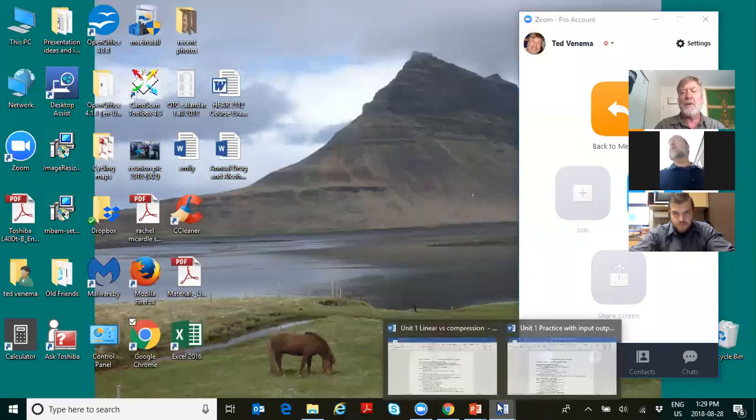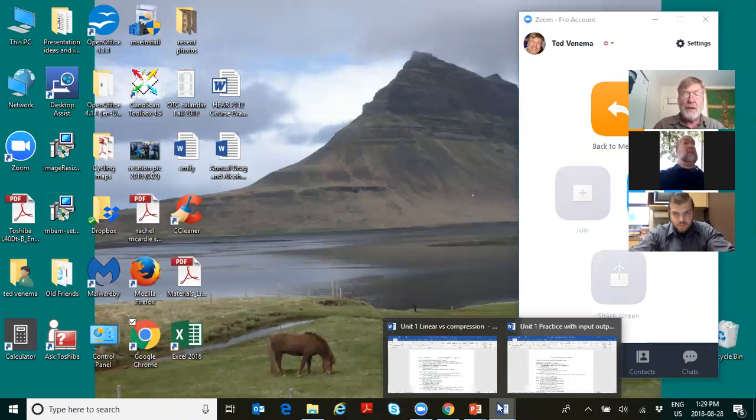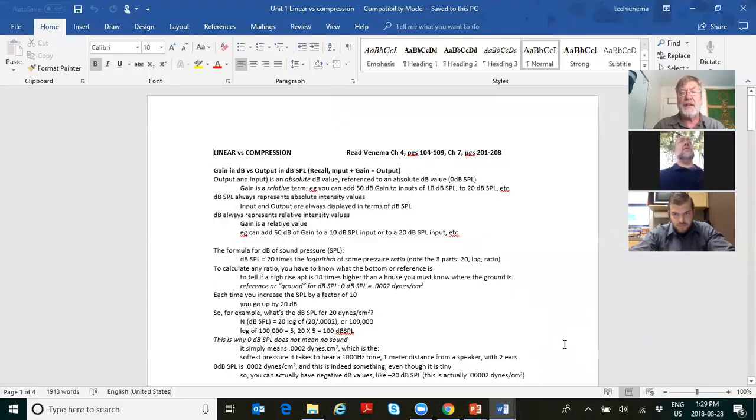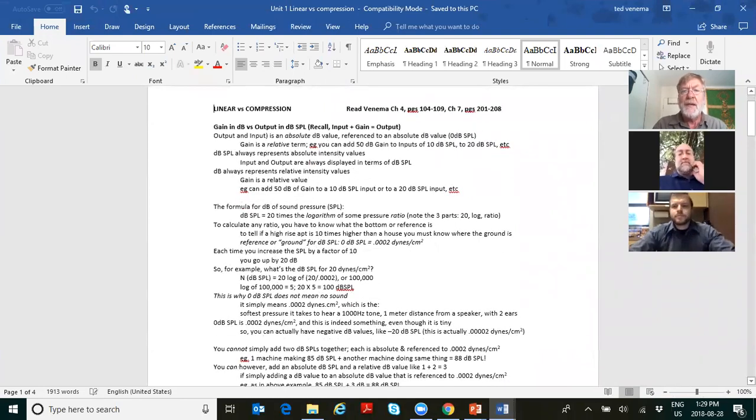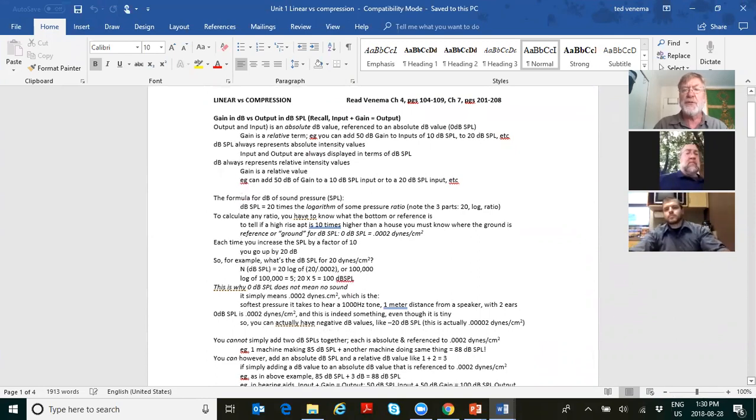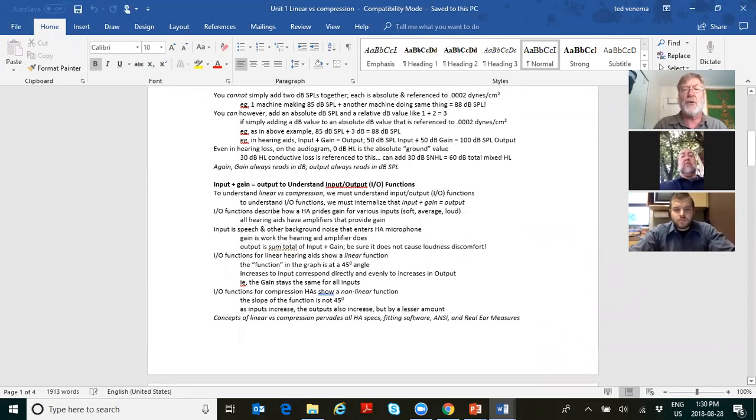Maybe I can shrink this here, pull up our two notes, and I'm going to pull up good old units right here. This was our notes covered last time, and we went through a whole topic last week about gain in dB versus output in dB SPL. And that is something to be recalled really from 110 acoustics. So we won't go on anymore about that.